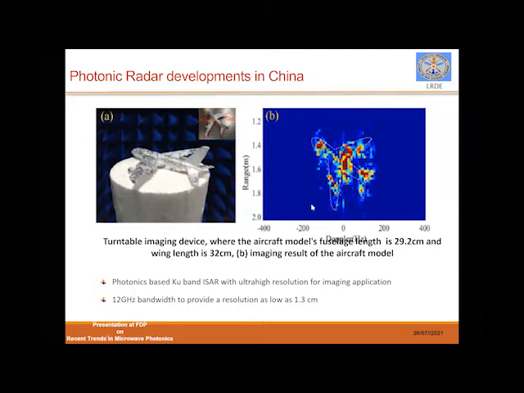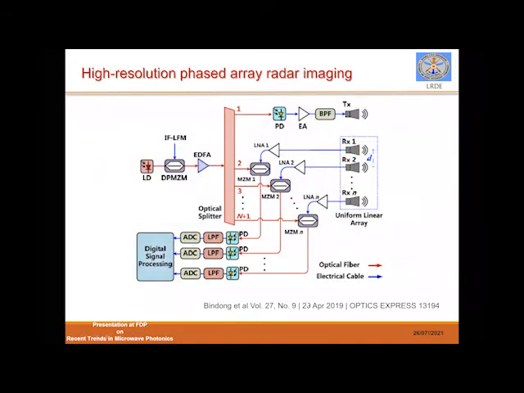Subsequently they are reporting many things. The latest I found was they have reported even a range resolution of 1.3 centimeter with photonic technologies. Now, how would they have achieved this? In this case, they are showing that even the generation part, the RF signal generation, is happening through a photonic method.